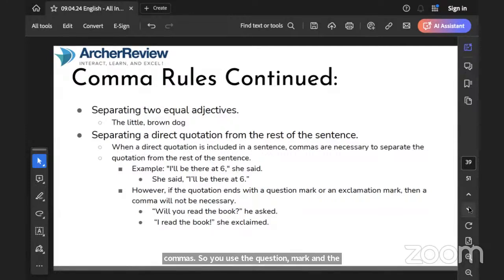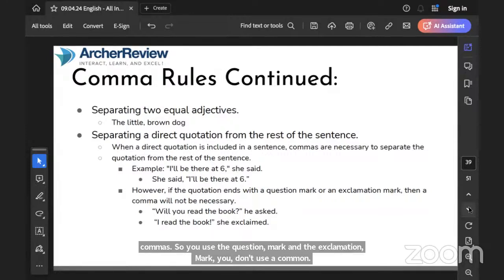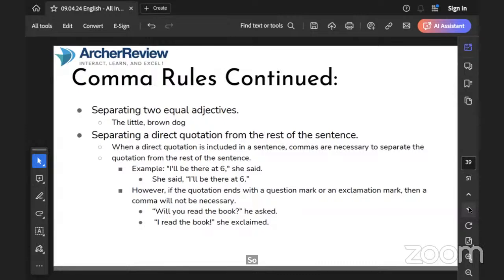So, "Will you read the book?" That's a question. So I put a question mark, he asked. Now, if the tag comes at the beginning and I had said he asked, you would put a comma. You'd say comma, quotation, "Will you read the book?" Question mark, quotation. So that's really only if the tag's at the end and it creates like this awkward doubt in your mind. You're like, oh no, what do I do? Well, just remember that a question mark and an exclamation mark are going to override a comma.